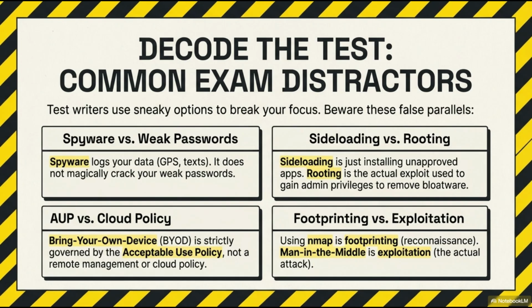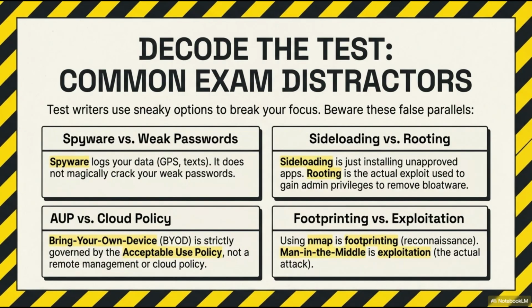Slide 13, decode the test. Common exam distractors. Let's do some rapid-fire trap avoidance. First, spyware versus weak passwords. Spyware logs your data, like GPS and texts. It does not magically crack weak passwords. Second, AUP versus cloud policy. BYOD is governed by the acceptable use policy, the AUP, not a cloud policy.